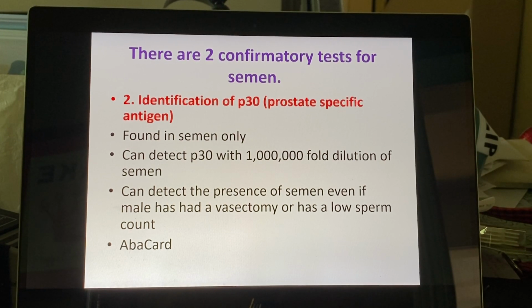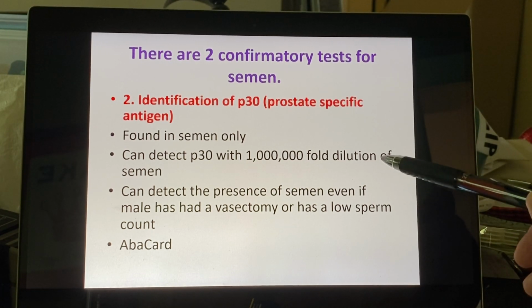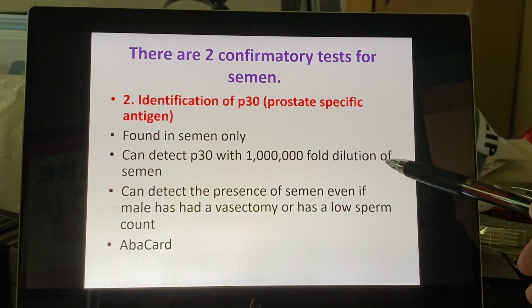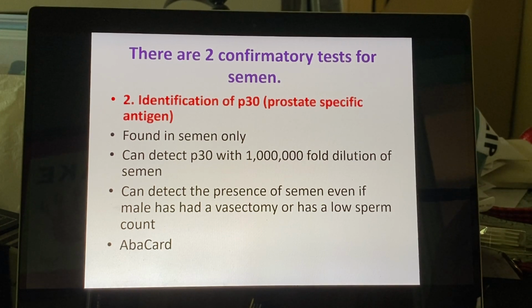So that's why the PSA antigen is really important to test for, usually when a male hits about 40 years of age, just as a check for potential prostate cancer. In terms of semen identification, it's super sensitive. You can literally take semen and dilute it 1,000,000 times and still be able to identify it.